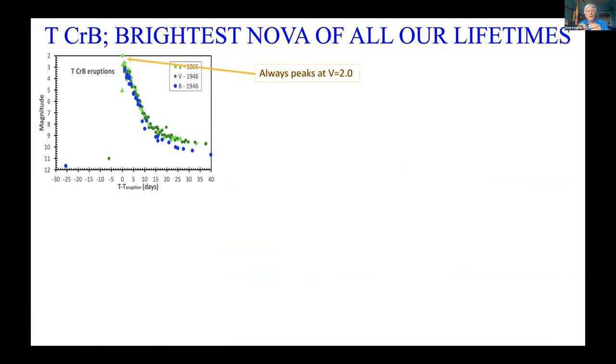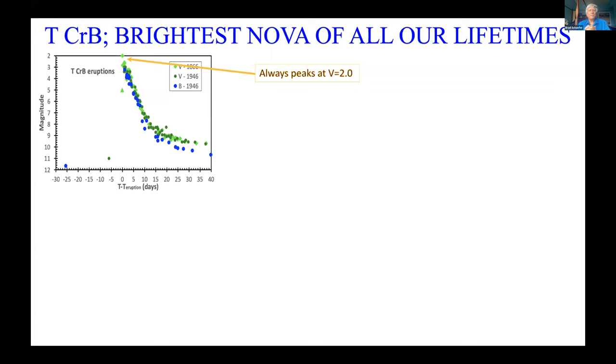And all of this is in the AAVSO database, because AAVSO is where all the data goes to be used by, well, people like me. So here I'm going to tell you about the photometry results. Okay, let's first off look at the eruption itself.